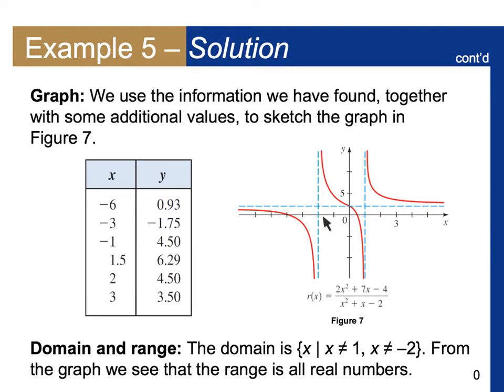Now we put all this information together to get a sketch of the graph. So there's our y-intercept, and we had our x-intercept here. Let's look at our vertical asymptotes. Remember, as x approaches minus 2 from the negative side, y approaches minus infinity, so that's going down. And as x approaches minus 2 from the positive side, y approaches positive infinity, so it's going up like this. That's how we get those two from looking at our behavior near our vertical asymptotes.